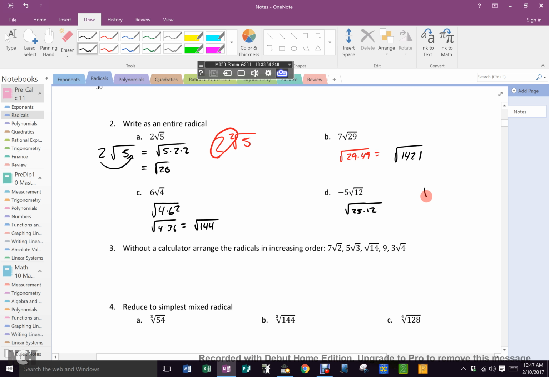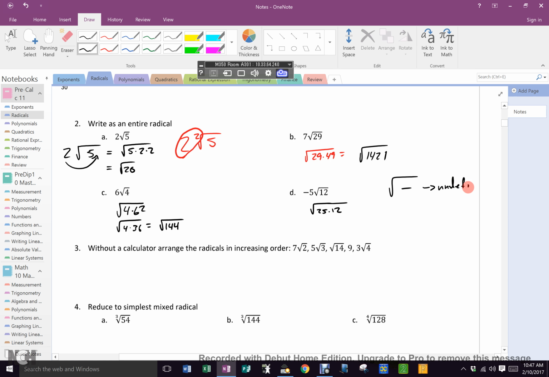Why? Is there a negative square root? No, that is undefined. So where does that negative have to live? Out front. It has to be negative root 300. Very tricky and extremely important to pre-calculus 11 that you remember that this doesn't exist. Okay?